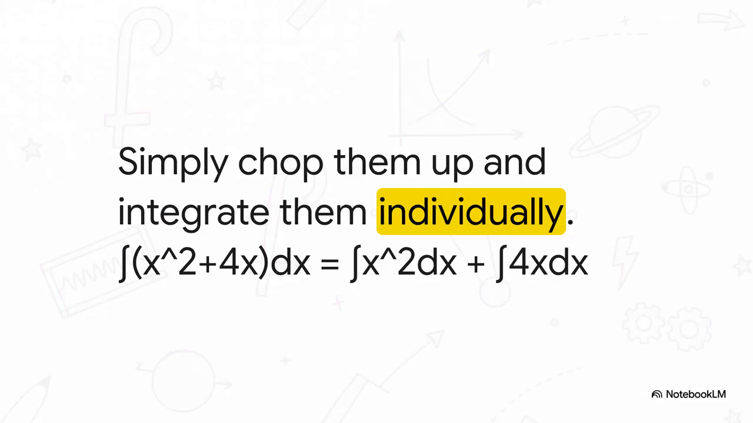And hey, if you have a long string of terms added or subtracted together, you simply chop them up and integrate them individually. You take the x squared and integrate it on its own, then you take the 4x and integrate it on its own. You can do this whether you have 2 terms or 20 terms. It's basically plug and play.